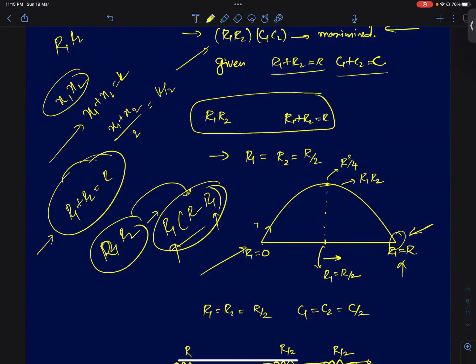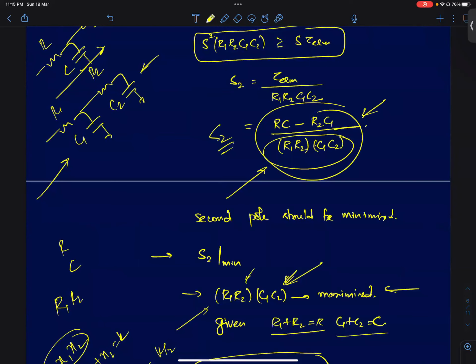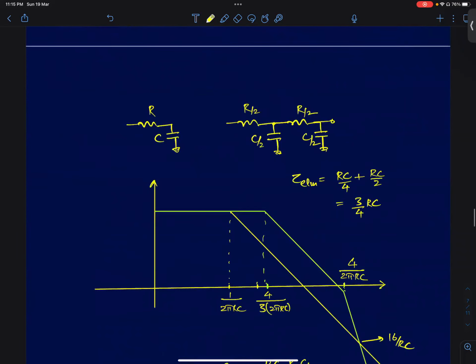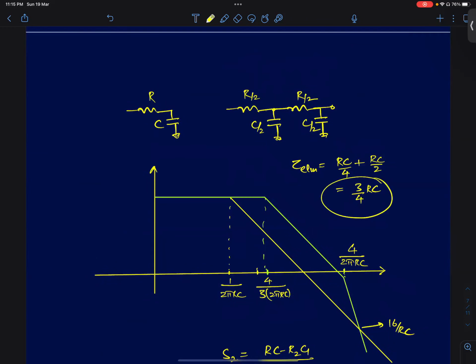So the value that maximizes this will be R by 2. Similarly, for the capacitor also, you can show the value that maximizes will be C by 2. So now I'll plug in R1 and R2 as R by 2 and C by 2. Then the response will look something like this. The pole locations: the Elmore delay becomes 3 by 4 RC, so the first pole will be 4 by 3 RC.